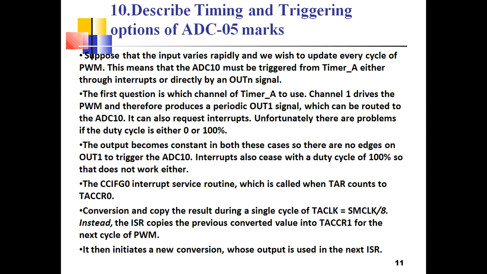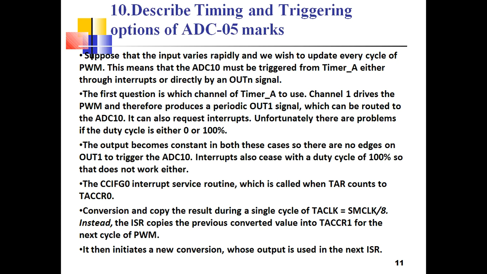Next we'll describe the timing and triggering options of the ADC: how your ADC is going to be triggered and what the timing diagram for your ADC will be. This can be done by using the timer registers through the interrupts, by using the output signals. Here we can use channel 1 in Timer A, which drives the pulse width modulation. Therefore, it produces a periodic output 1 signal which can be routed to the ADC10. It can also request the interrupts.